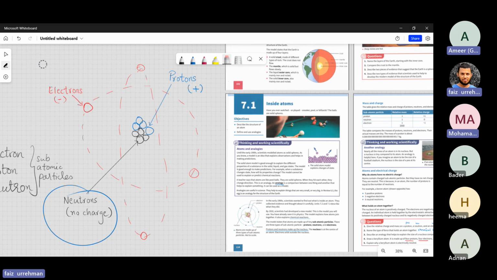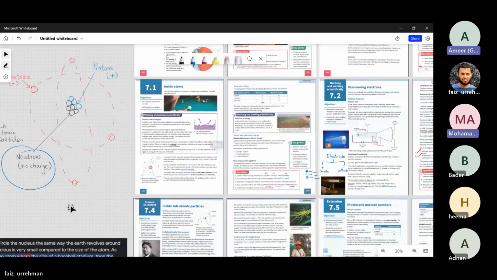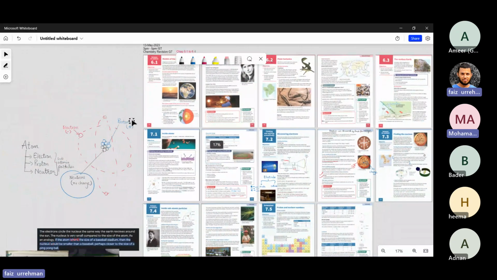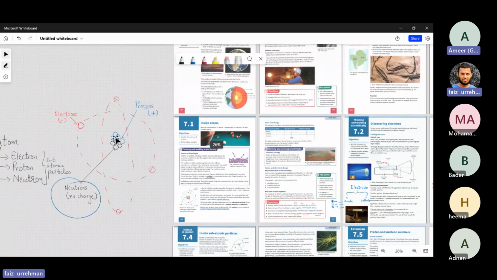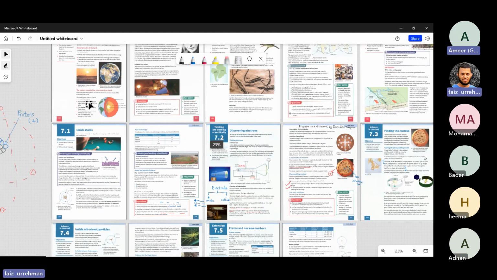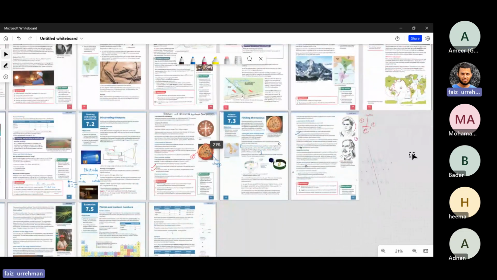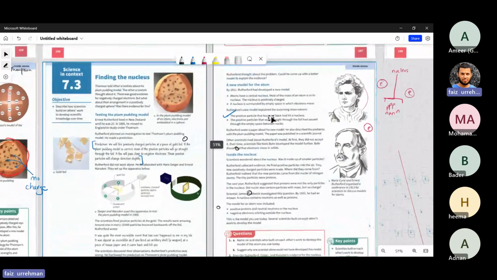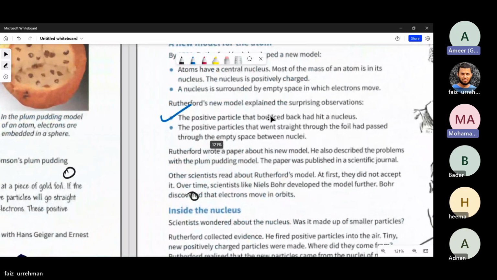Did you guys understand? Yes, but the atom is neutral. Overall, the atom is neutral. But if I ask you just about the nucleus, it will be positive because there are protons in it. Yes, because of protons.